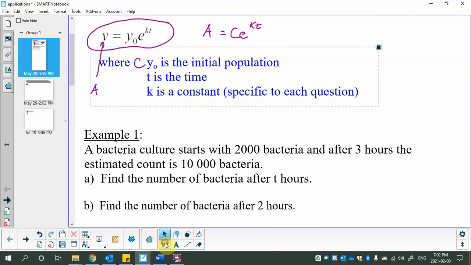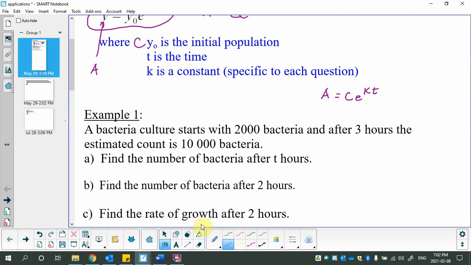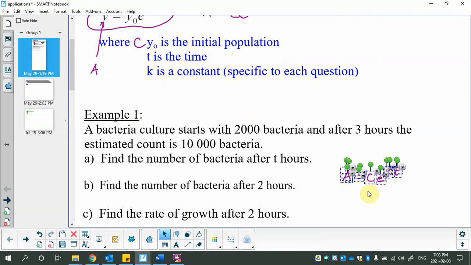I thought I could get away with cloning it, but apparently I can't. Oh my gosh, this is going to be a painful note, but at least it'll be slow. All right, so the question says, find the number of bacteria after t hours. So I'm going to pull this down here. Oh, it just unglued. There.